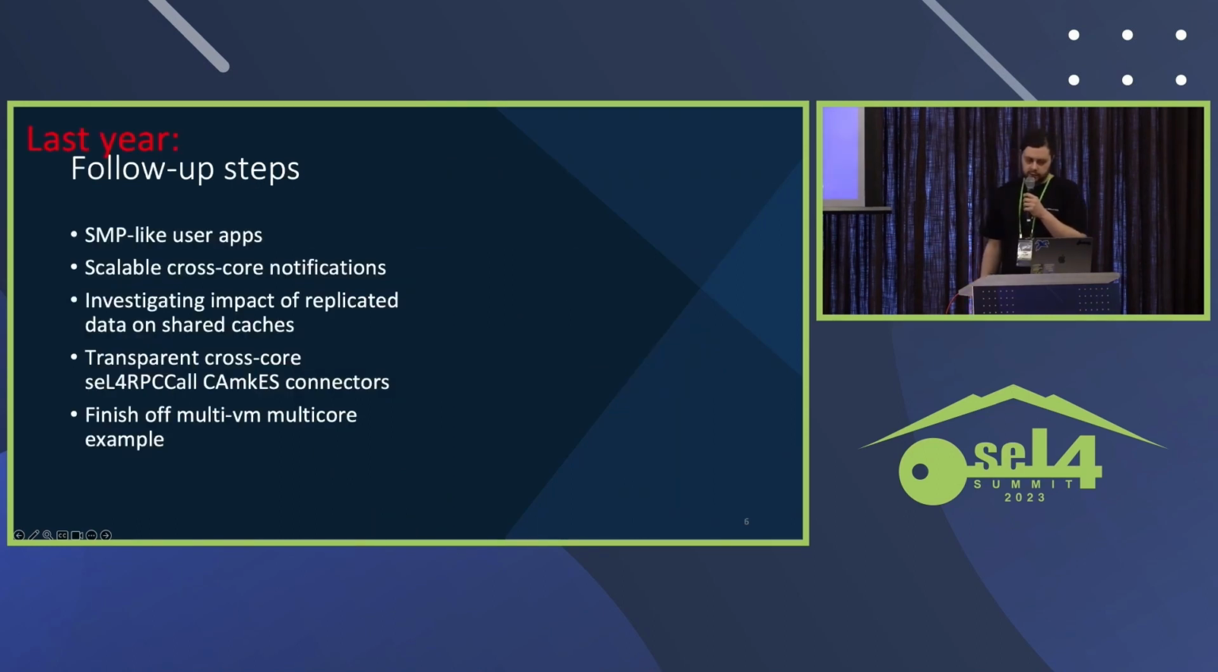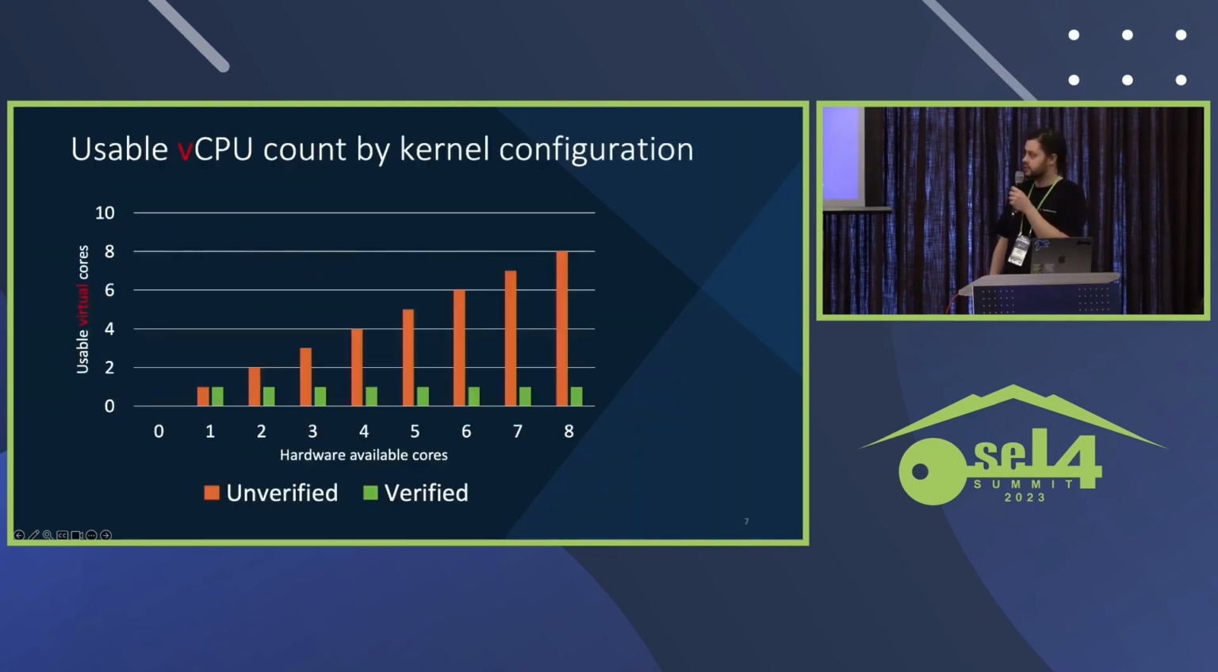At the end of last year, I finished my talk with a few follow-ups. One of the things that I mentioned that I wanted to look into a bit more was multiple VMs running on multiple cores. That involves single core VMs, each running on a separate core. And we were successfully able to do that. But what happens when you want one VM to be able to access multiple cores? Which brings us to the topic of today's talk, which is usable virtual CPU count by kernel configuration.